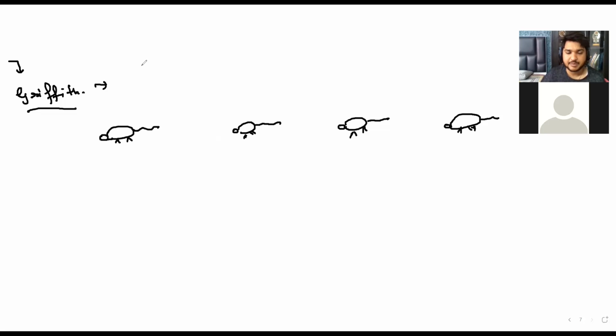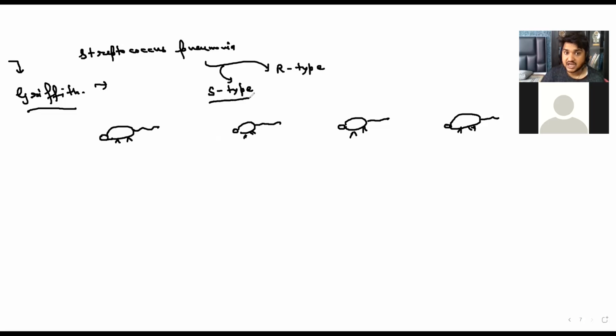So he was working on Streptococcus pneumoniae, which causes pneumonia. He prepared two solutions. First is S type, which means smooth type, and the other is R type, which has rough colonies of bacteria. S type is very harmful and causes pneumonia. It is very virulent. But R type is not that harmful, so it is non-virulent, which means not so harmful.